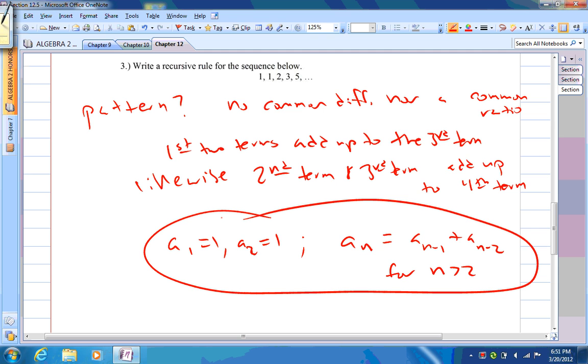So, for example, if I plug in 3 for n, a3 will equal a2 plus a1. If I plug in 4 for n, a4 equals a3 plus a2. And so forth. So if you just keep doing it, it just keeps repeating itself. Or like a5 equals a4 plus a3, a6 equals a5 plus a4. So I think you guys get the idea.